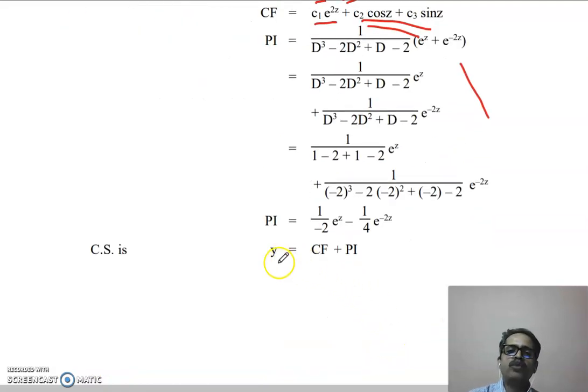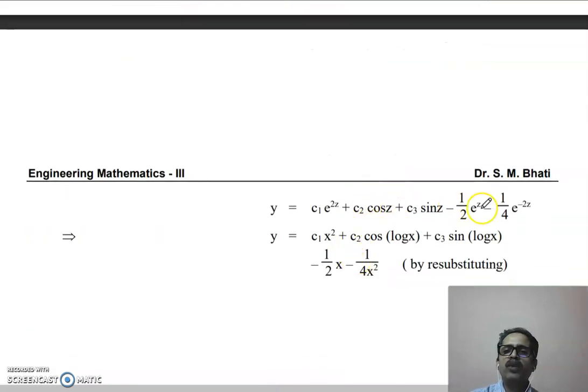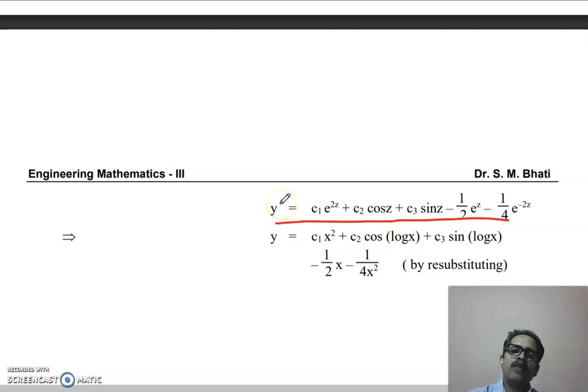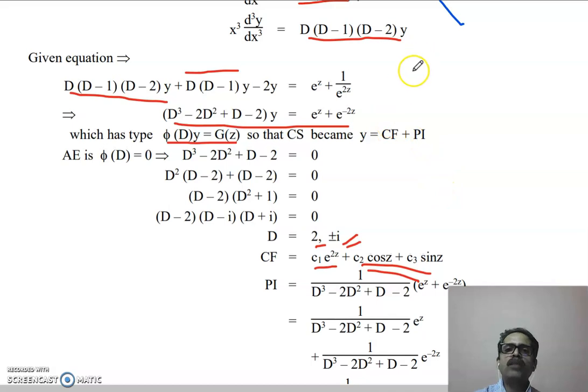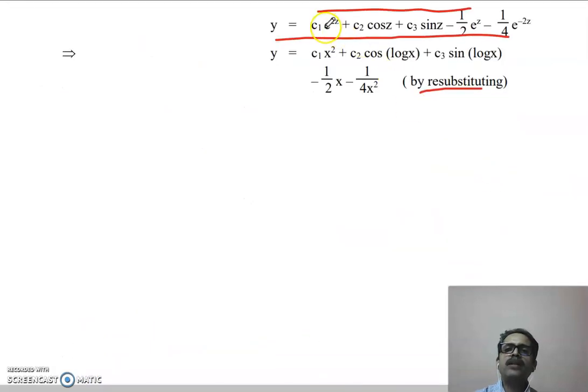Then as you know, the complete solution is y equals CF plus PI. So put the values of CF and PI, and we will find this step. Fine. And in this way we obtain the solution for the equation. But now we have to resubstitute, because the right hand side contains z, and we have to convert z into x. So by resubstitution, that is by using these two equations, convert this right hand side in terms of x.